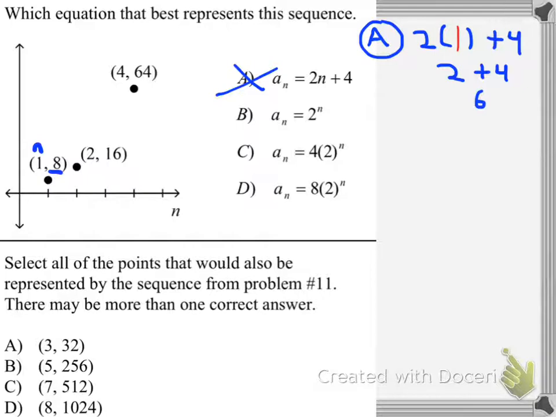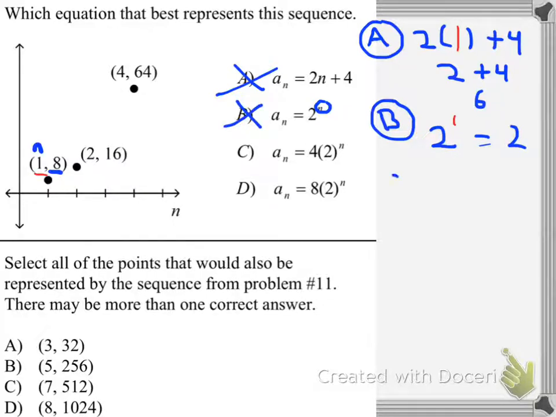So automatically I know that A is not the answer. Now let me try letter B. For letter B, I'm going to plug in a 1, and if it's correct, it will give me an 8. So it'll be 2, but instead of the n, I'm going to replace it with a 1. And we know that automatically that will give us a 2. So I know letter B is not an answer.